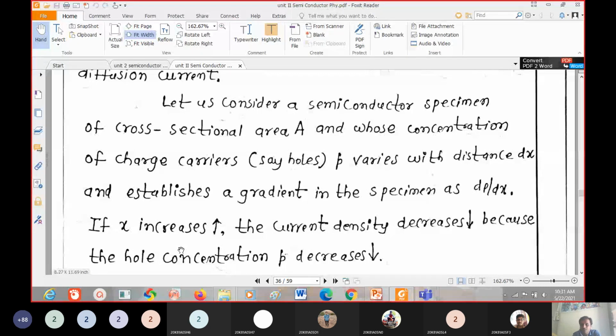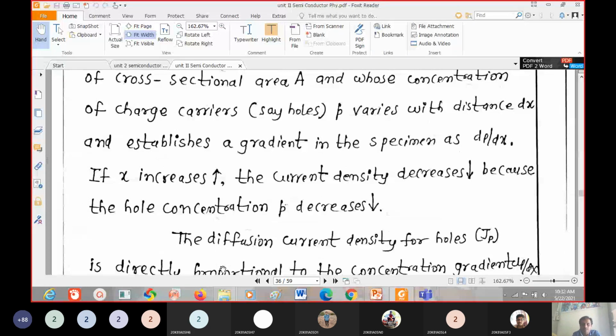So that means dp by dx is the density gradient. Here we are taking holes, so the hole density varies with the length dx. So dp by dx gives the density gradient. See here, if x increases, the current density decreases because the hole concentration decreases.